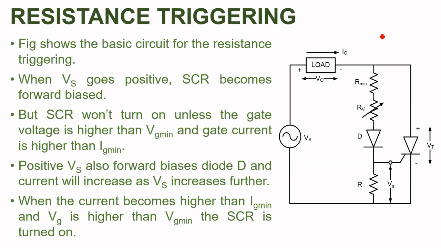Here the figure shows the basic circuit for the resistance triggering of SCR. We are having a source Vs which is a sinusoidal source. This source is going to supply voltage to the load. What we want is the rectified form of this voltage. For rectification purpose, we are using an SCR over here. The voltage across the SCR is given by Vt.